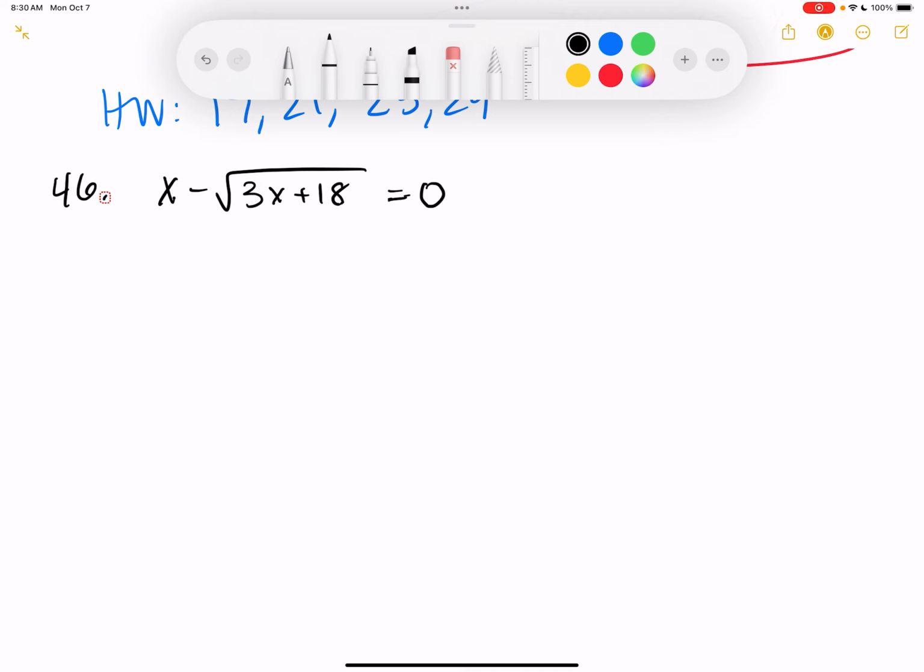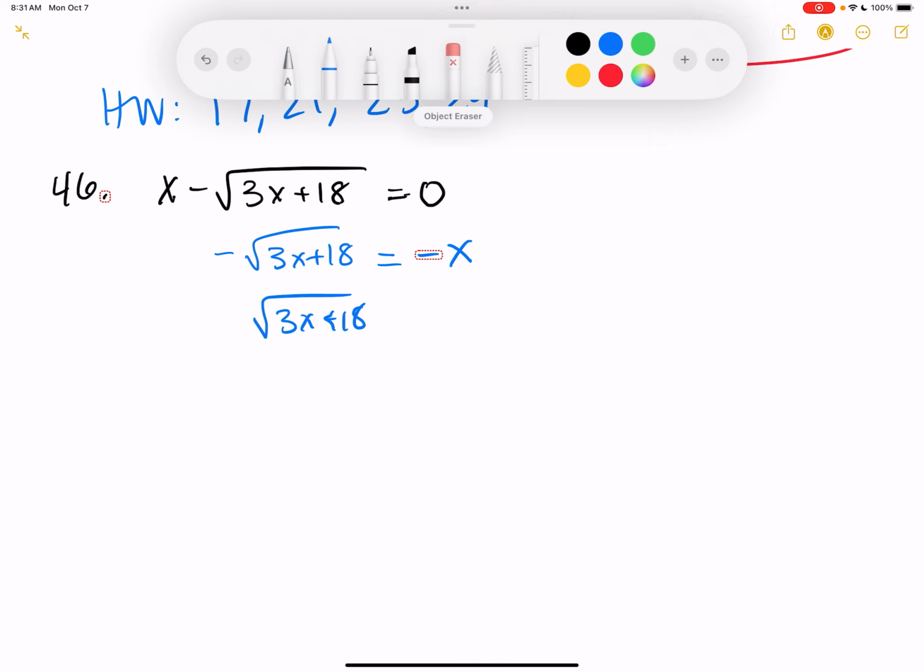But anyways. Okay, so when we have an equation like this, we're going to move this stuff over. Basically, I want to get the radical by itself, which is not what we would normally do, normally we would try to get x by itself, but I have an x in the radical, so I'm going to get the radical by itself. So negative square root of 3x plus 18 equals negative x. Divide by the negative. The square root of 3x plus 18 equals x.